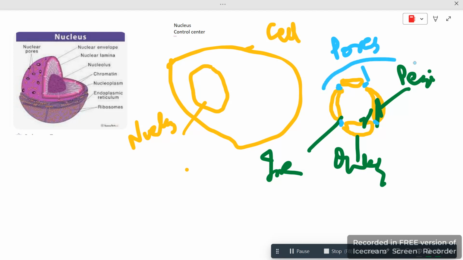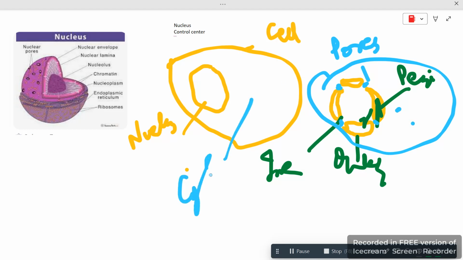How? If this is the cell and this is the cytoplasm, we know that. Let me just write here as well, this is the cytoplasm. So here is the transportation of protein and RNA, and the vice versa process. Protein would go here, RNA would go here. This simply allows particles to go into the cytoplasm and come to the nucleus as well. I'm sure you're getting this concept.